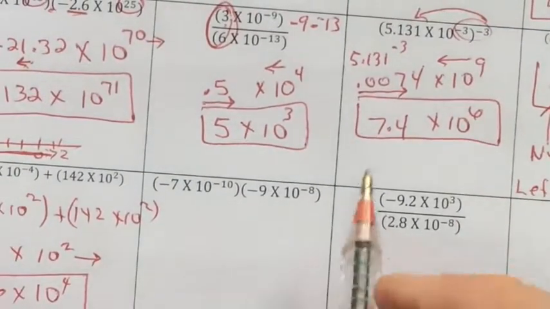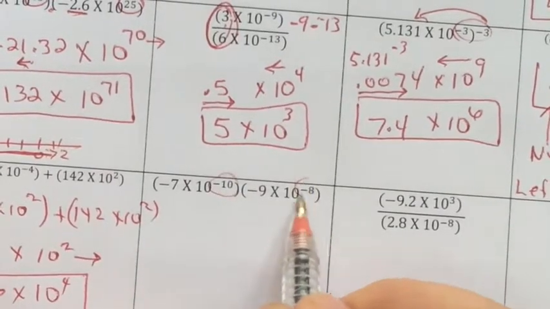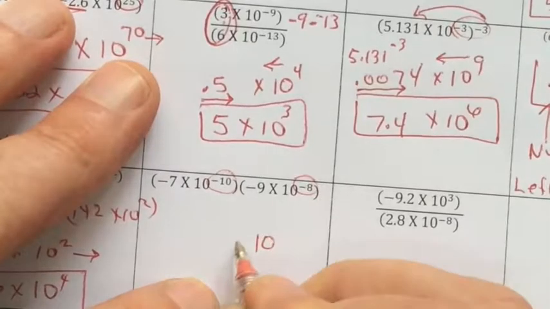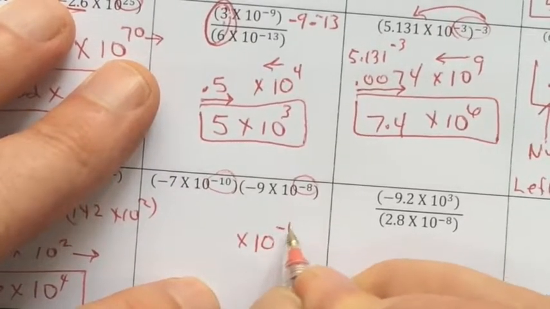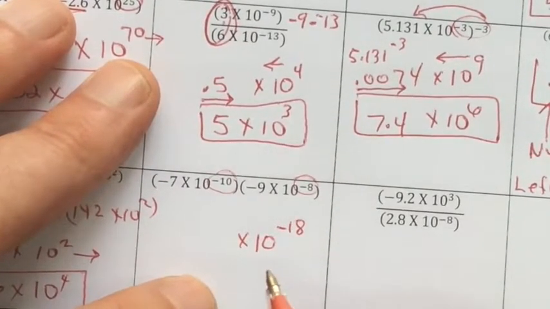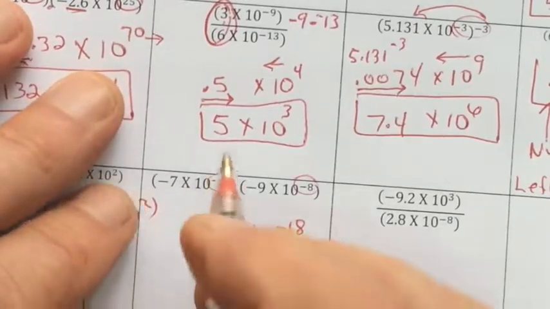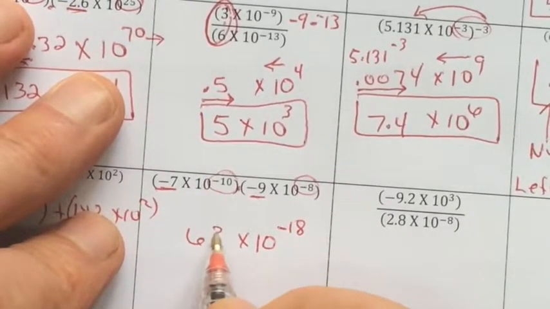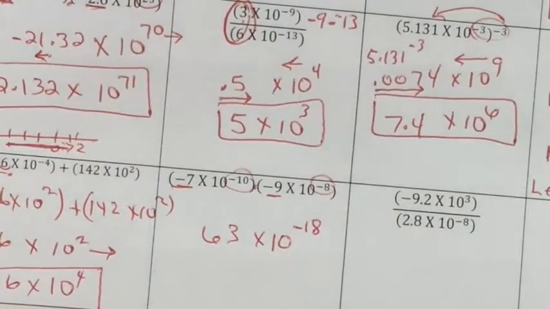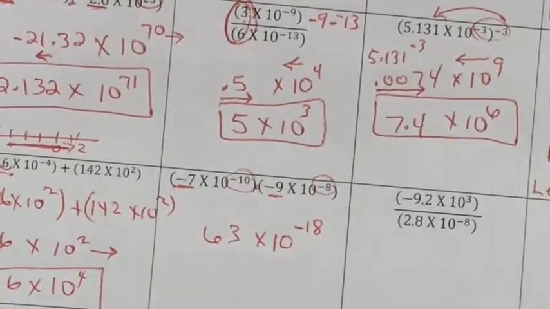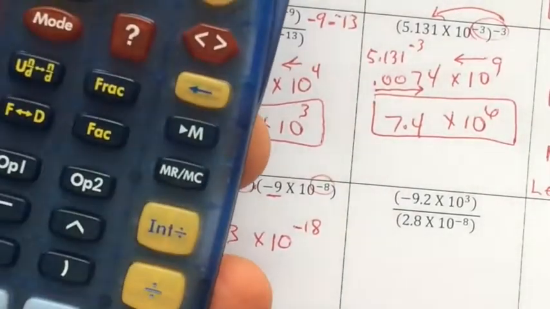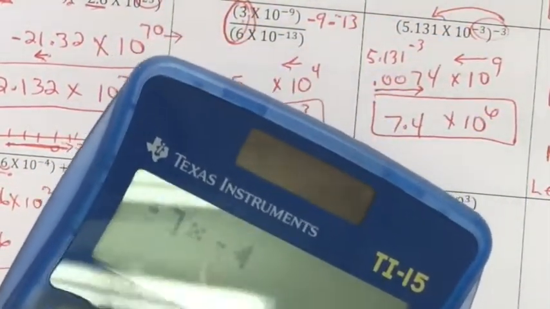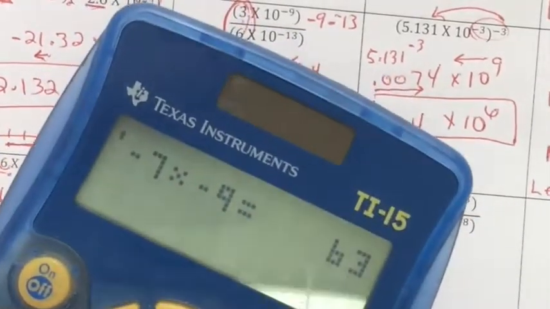Okay, multiply means add, so I'm going to add the powers. Negative 10 plus negative 8. So I already know it's times 10 to the negative 18 power. And then we do the multiply. So negative 7 times negative 9 is 63, positive 63. If you're not sure, you can type it in your calculator. Negative 7 times negative 9, positive 63.